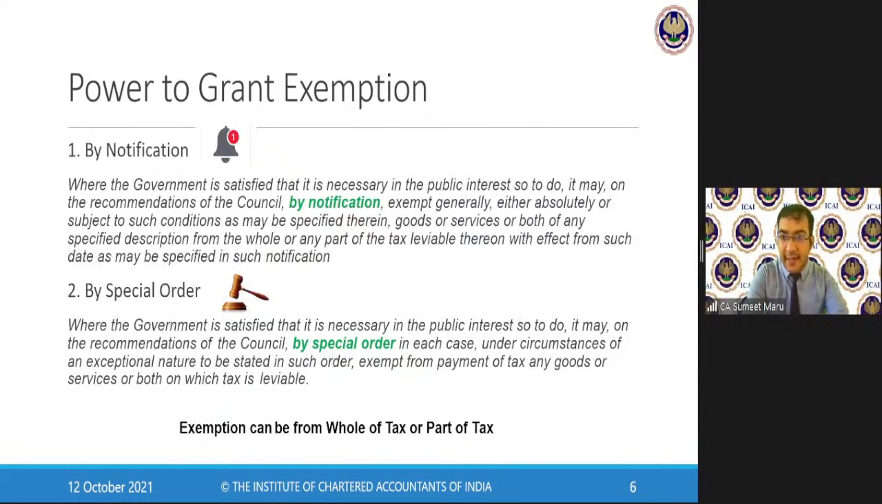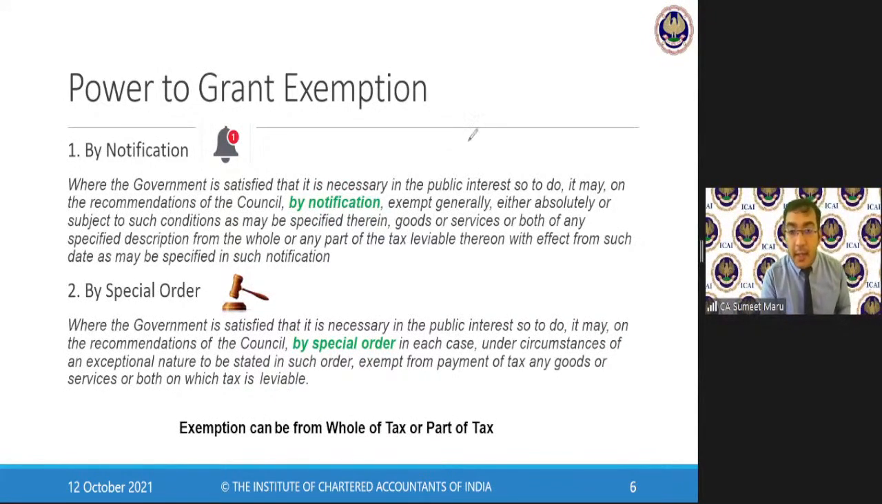Where the government is satisfied that it is necessary in the public interest to do so. So here the government is saying we won't do it anyway. Only if it is in public interest can the recommendation be passed. It may, on the recommendation of the council. Just a minute, let me try noting here.